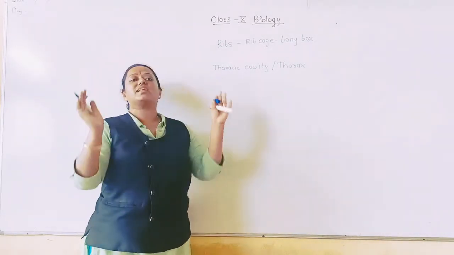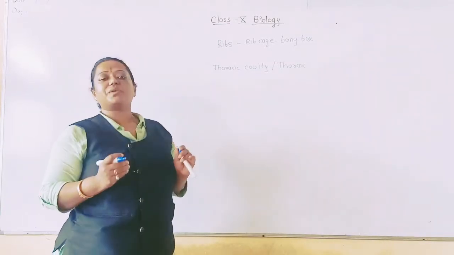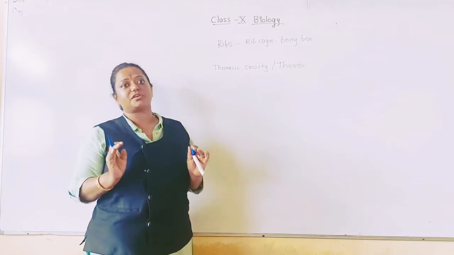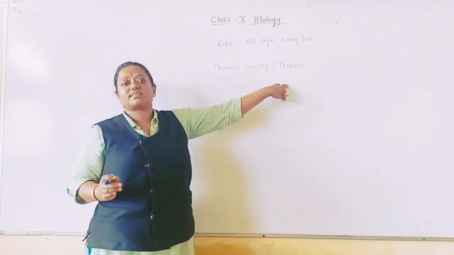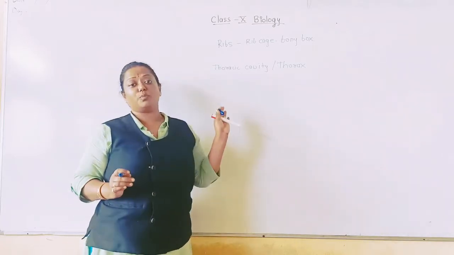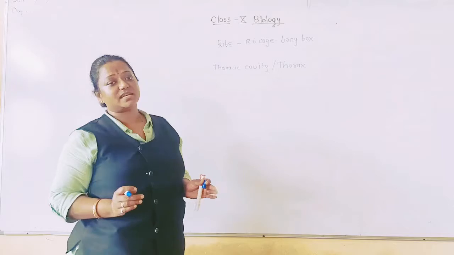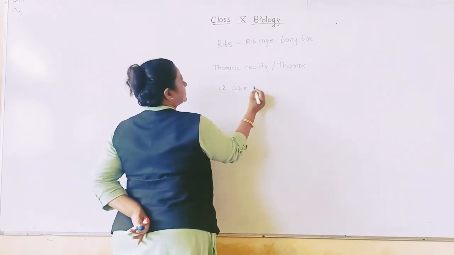In the rib cage there is a cavity-like structure. You can see here in the rib cage there is a cavity-like structure. That cavity is called as what? Thoracic cavity, or thorax also can be said. So how many pairs of bones are present? There are 12 pairs of bones present.